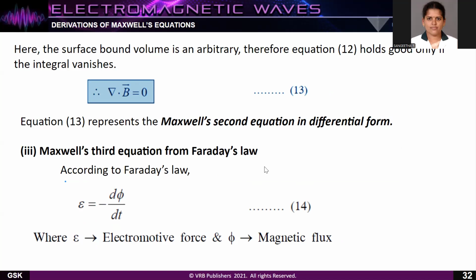Now we can come to Maxwell's third equation. Where is it derived from? It is derived from Faraday's law. So what is Faraday's law? The electromotive force is equal to the rate of change of magnetic flux. That is Faraday's law.